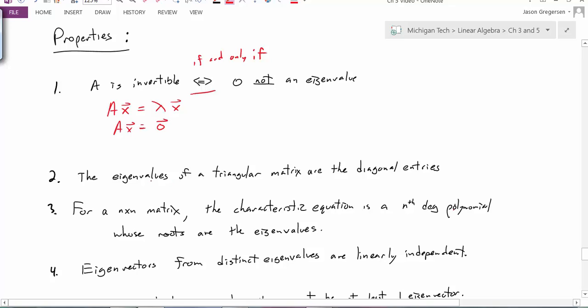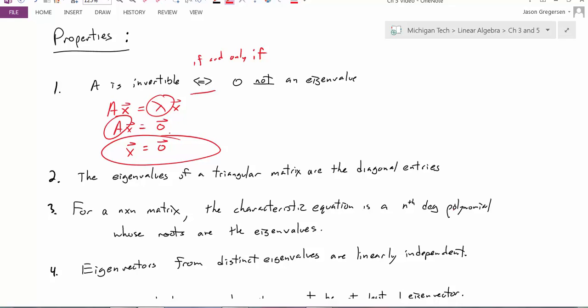And if A was invertible, then we could multiply both sides by A inverse, and we would essentially be left with this. So if lambda equals 0 and A is invertible, then the only solution to this equation would be x equals 0. And remember, we can't have eigenvectors that are equal to 0. We're looking specifically for non-zero values for x that satisfy that equation. So we can see that if 0 is an eigenvalue and A is invertible, that results in only the trivial solution for that homogeneous equation.